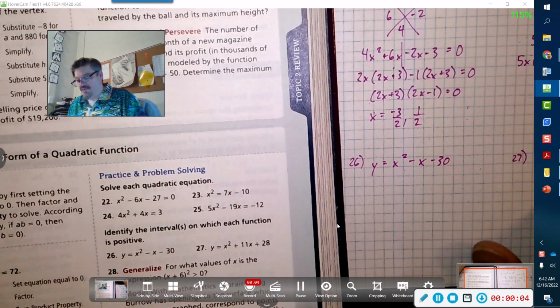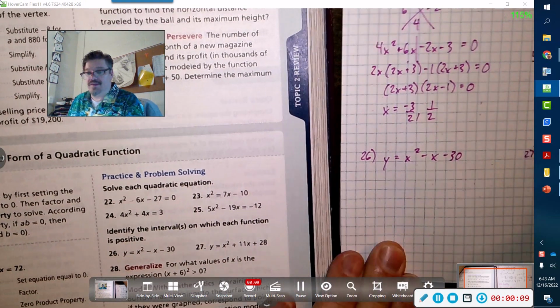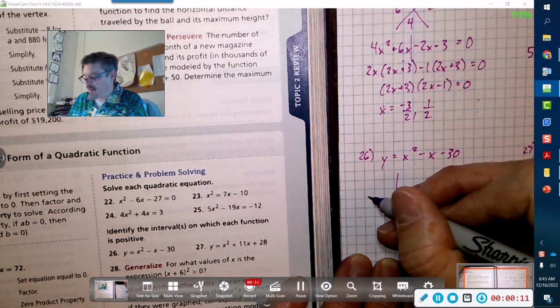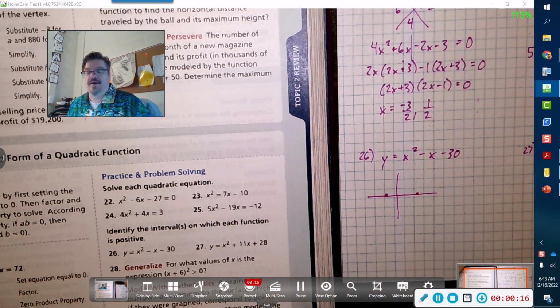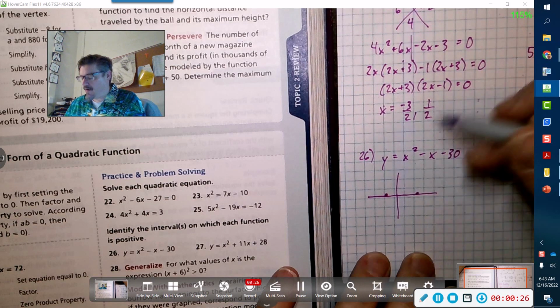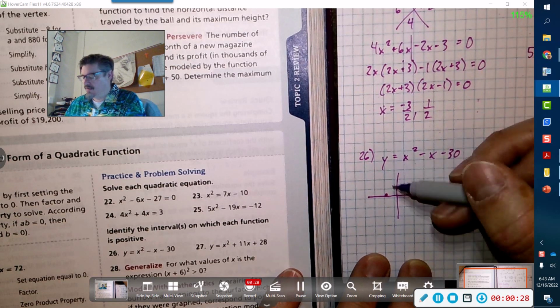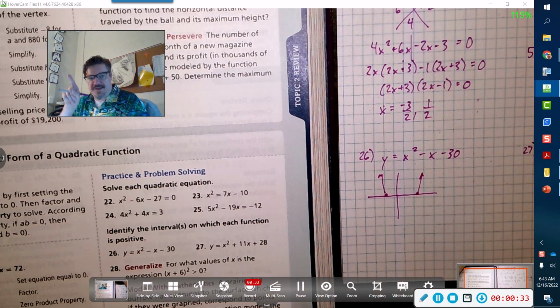Number 26 says that we want to find the interval on which the function is positive. To know when something is positive, we're trying to figure out where it hits the x-axis. If I find those two locations, if there are two, there might only be one or zero, then I can figure out where this guy is positive, knowing that he points up, and where he dips underneath the x-axis, that's where he would be negative.